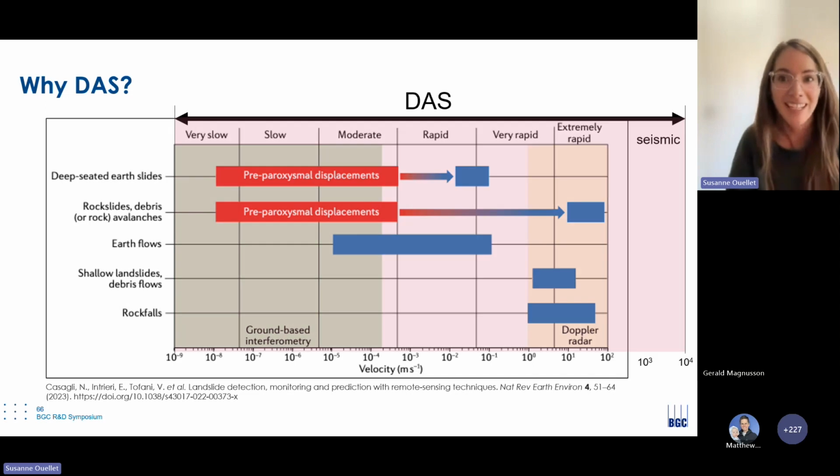But that said, I think this is a really nice figure to help illustrate how DAS can help to complement other types of surface remote sensing techniques. DAS has real-time data acquisition and transmission capabilities, and it can also capture this wide range of velocities. And it can go beyond that into being used as a seismic sensor, which I don't think we have time to get into in this talk because I'm probably already going over.